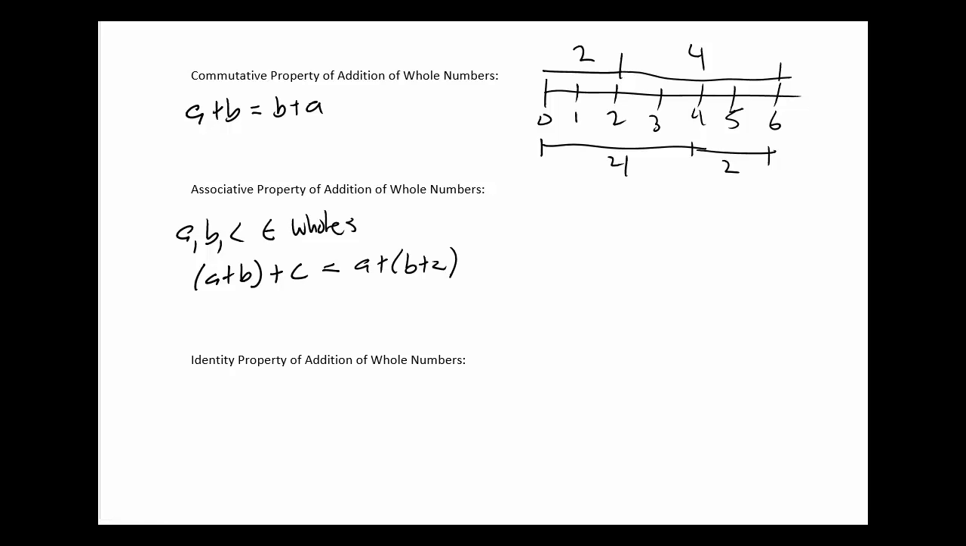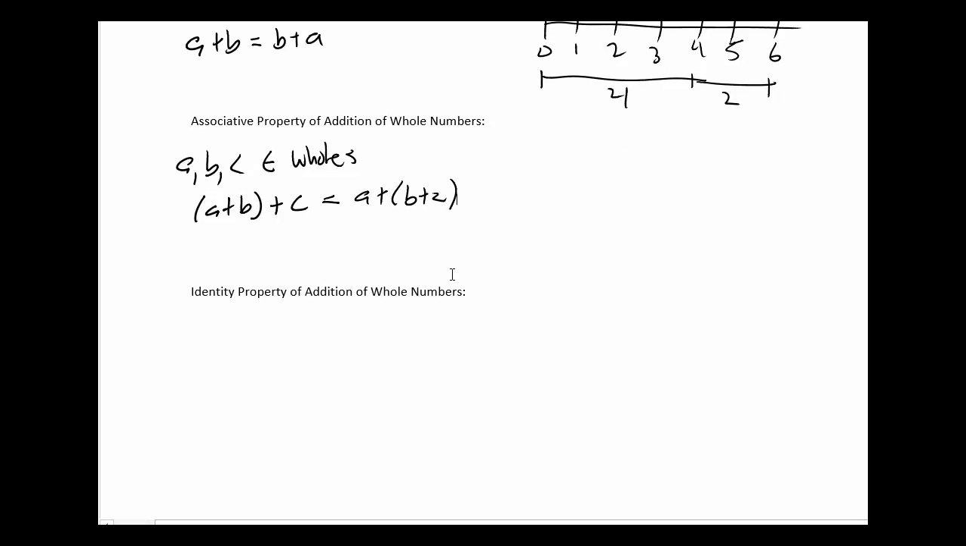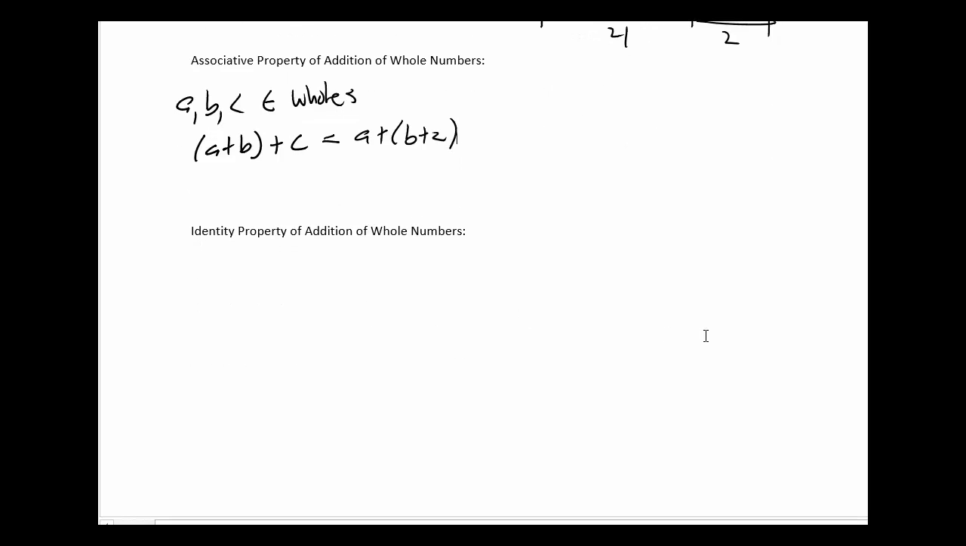The identity property of addition of whole numbers. The identity property says that there is some number that I can add to something and I don't change the value of it. So you have to think for a second. What number can we add to anything and not change the value of it? That would be 0. Okay, so there's a number 0 such that if I take any element of the set and add the 0 to it, I don't change the value of it. So 0 we also refer to as the additive identity.